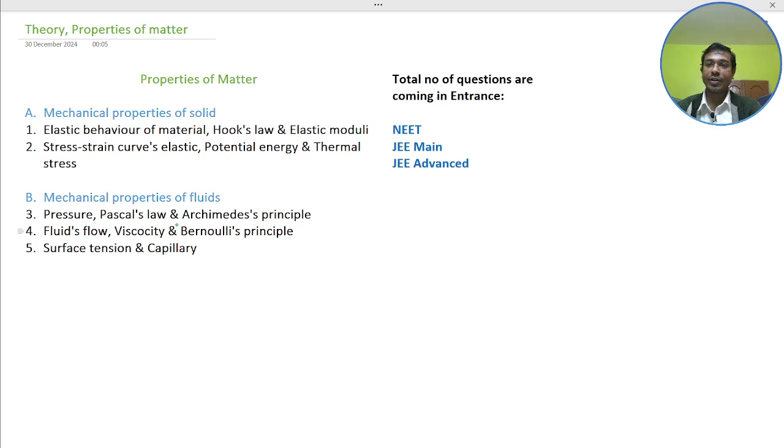And I just confess one thing: from the exam point of view, we just hear the chapter summary in a nutshell and do problems coming in the NEET and JEE Advanced manner, previous year questions are very important. Do your homework of 10 questions we just solve here, and after that we discuss the theory elaborately. The total number of questions coming in the NEET exam is 2 or 3, JEE Main 3 or 4 questions, and JEE Advanced 3 questions are coming in this chapter, the properties of matter.